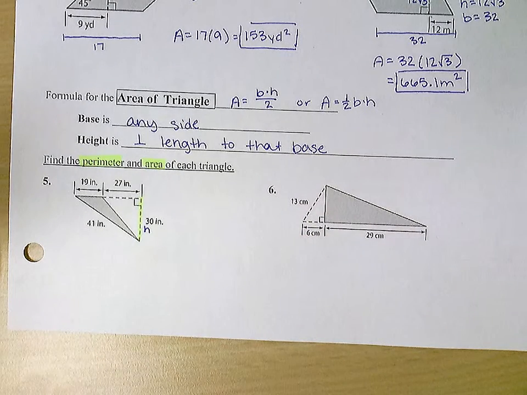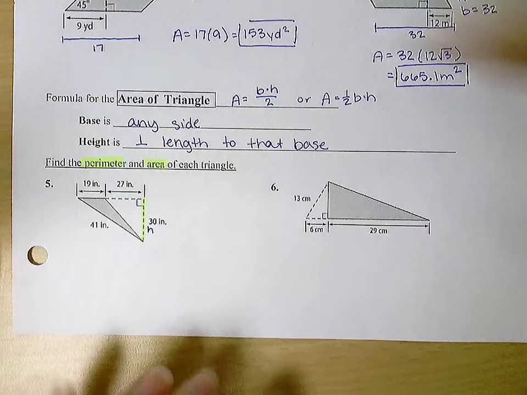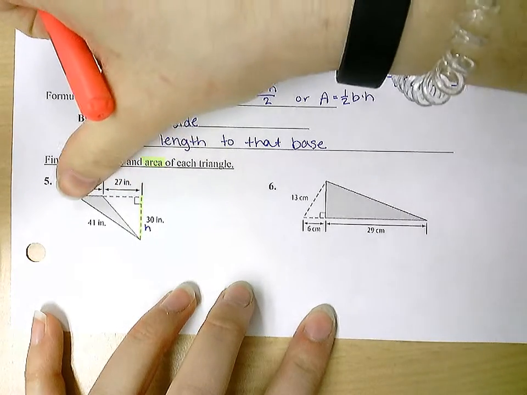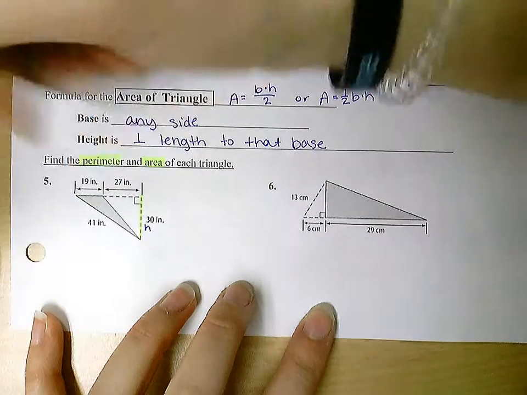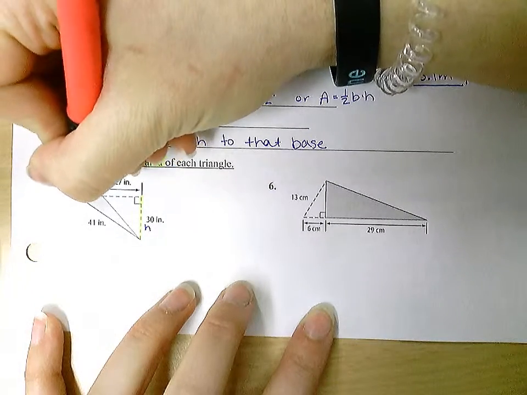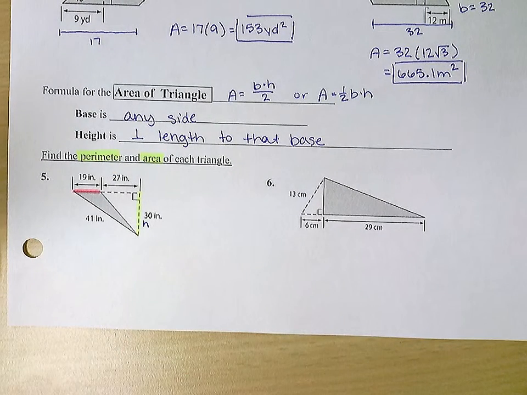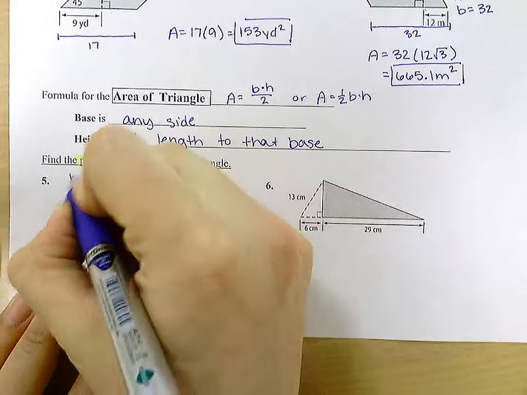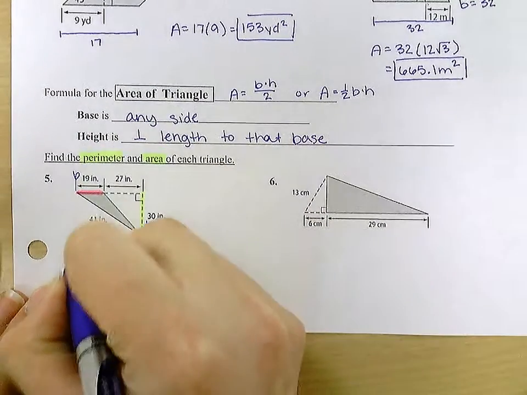Okay, then I can locate the base because the height has to be perpendicular to the base of that triangle. So that doesn't mean that entire side. That means just the shaded part of that side. Okay, so this would be 19. So my base is going to be 19 for this triangle. So I have both the base and the height, so I can find the area right away.